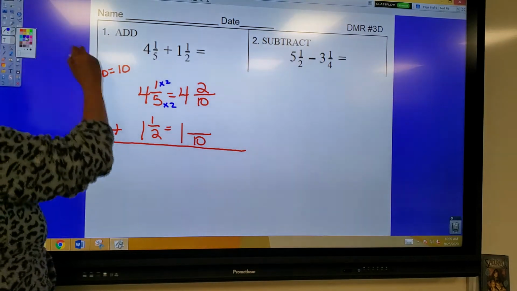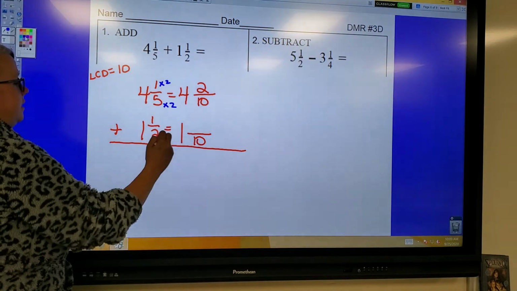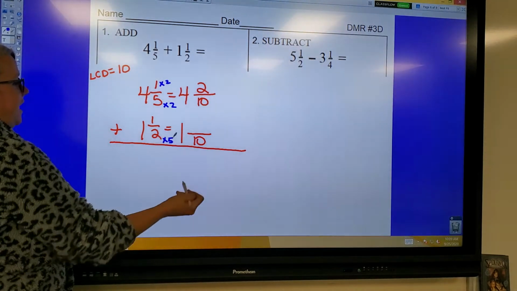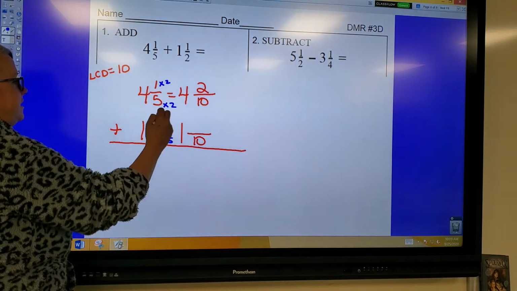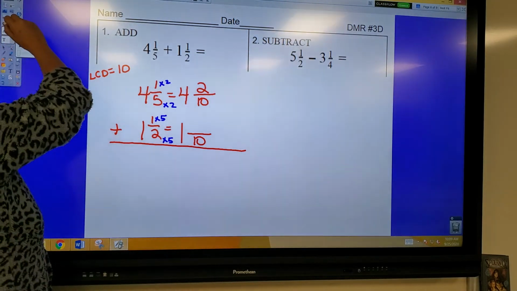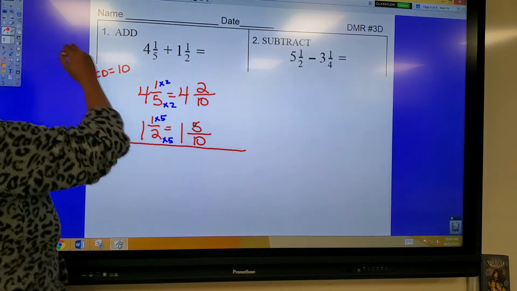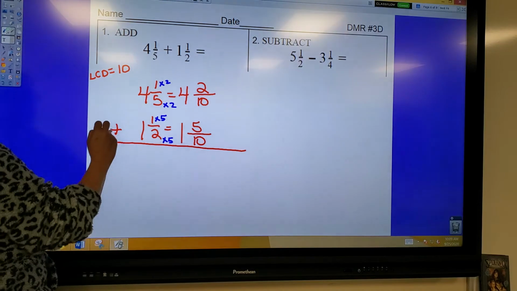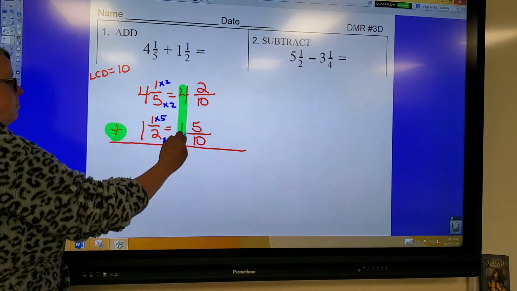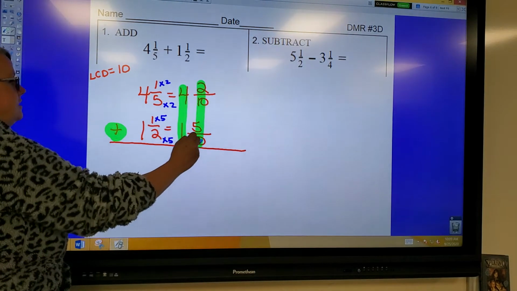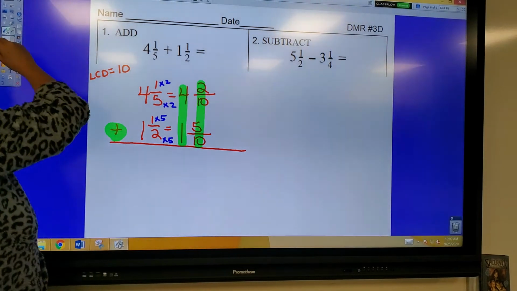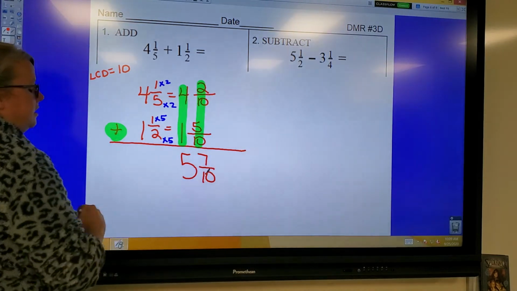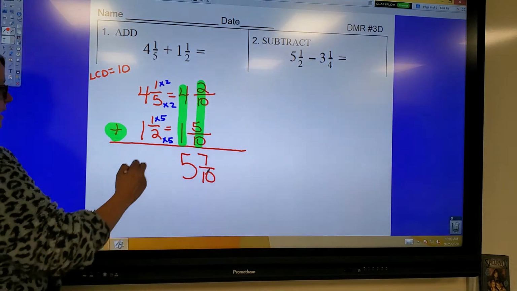Down below, my 2 is changing to a 10. So 2 times 5 is 10. That must mean I need to do 1 times 5, which is 5. And now I am ready to actually add 4 plus 1, 2 tenths plus 5 tenths. 4 plus 1 is 5. 2 tenths plus 5 tenths is 7 tenths. Can I simplify? No, I cannot.